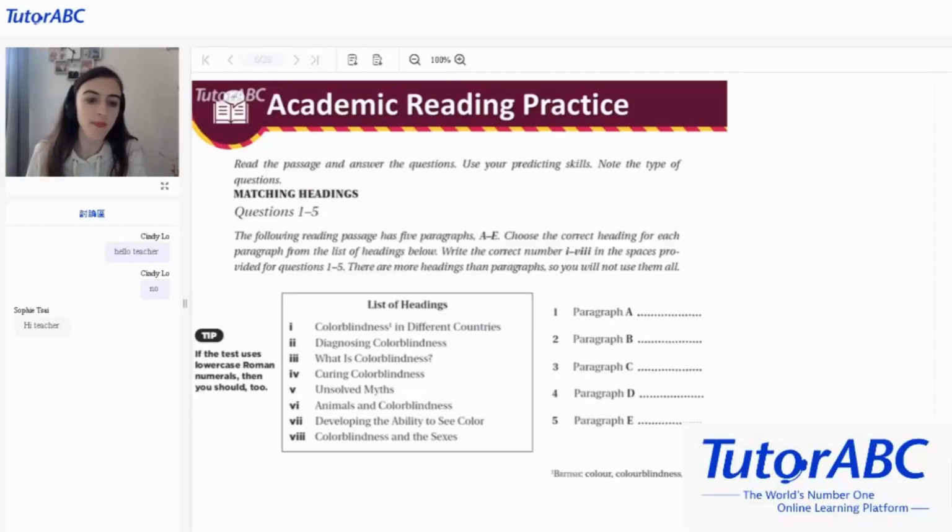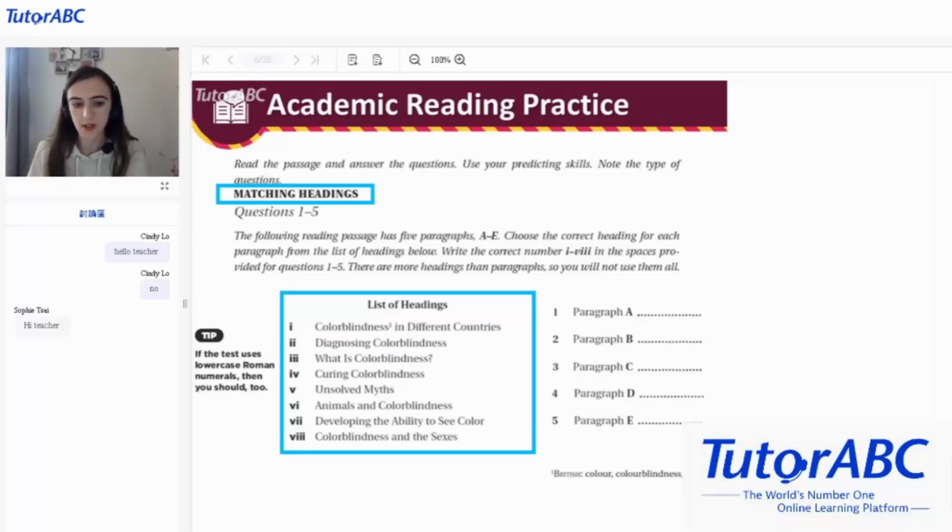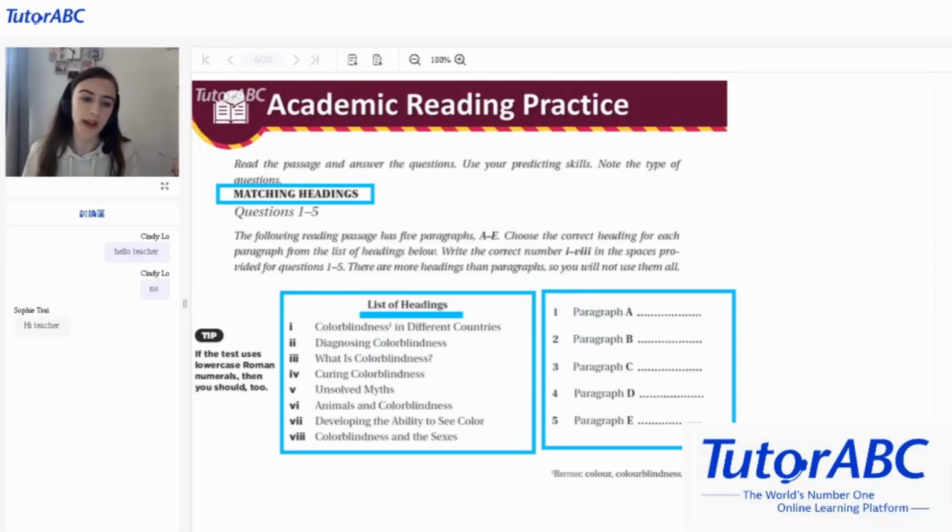Okay, so here's an example of a question type. This one has matching of the headings. So here you have lots of headings, lots of headings are names, and then here you have where you put the headings. For example, I'll just do this one for you. What is color blindness is number 1. So you would use the same Roman numerals to write your answer.